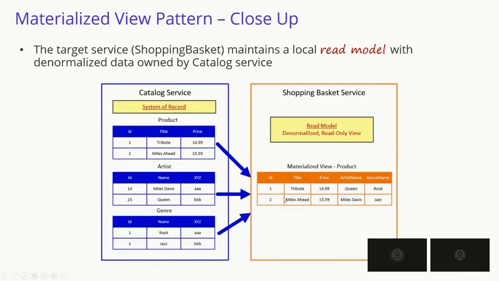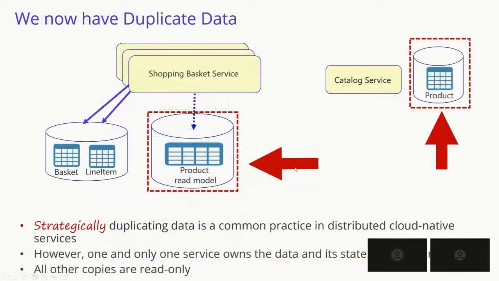If you want information about song one, here it is. Information about song two, here it is. We're not having to join these all together. So again, this idea of a materialized view pattern becomes a best practice. And the problem is we have duplicate data now, right? So we have data in product, and we have the same data in the product read model for shopping basket.